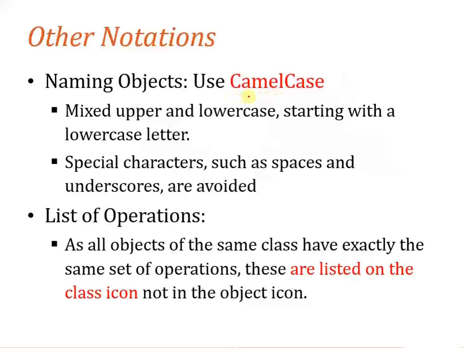Naming objects is done using something called camel case. Camel case is an idea of mixing upper and lower case together. It always starts with a lowercase letter. That is the main point. You can combine upper and lower case together, but initially we have to start with a lowercase letter. Special characters such as spaces and underscores should be avoided. As all the objects of the same class will have the same set of operations, the list of operations is given in the class icon. It is not represented in the object icon. Remember this.